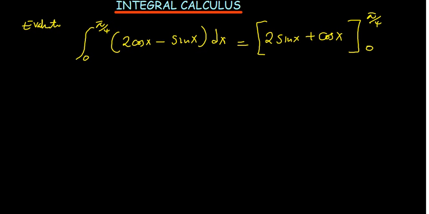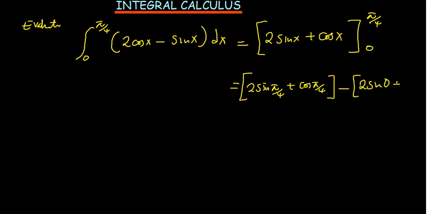As we saw earlier, when we are evaluating definite integrals, we don't put a constant c. That is only for indefinite integrals. And so this is going to become 2 sin, where there is x, now we're going to put pi over 4, and then plus cos pi over 4, and then we're going to subtract. We put the lower limit, that is going to be 2 sin 0, and then plus cos 0. So this is going to give us 2.